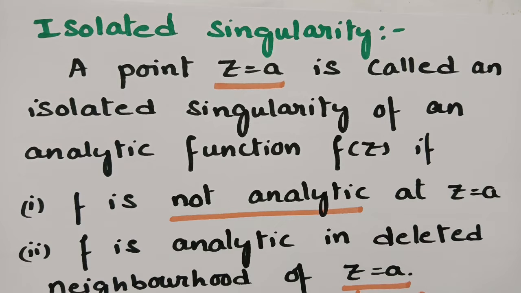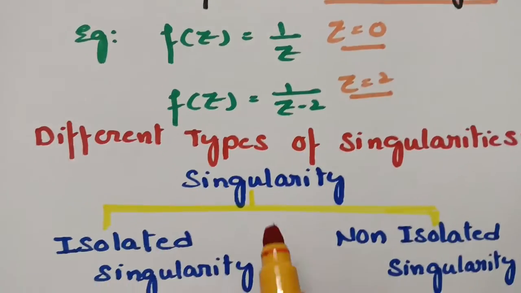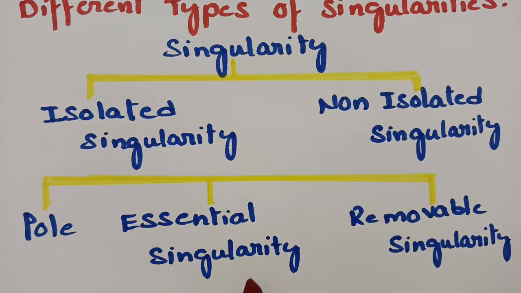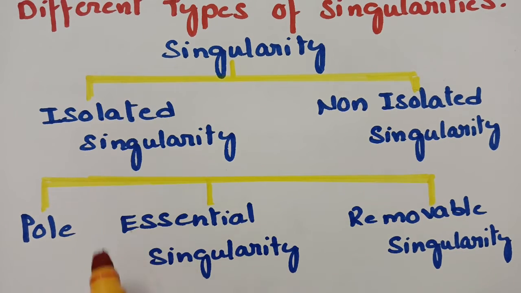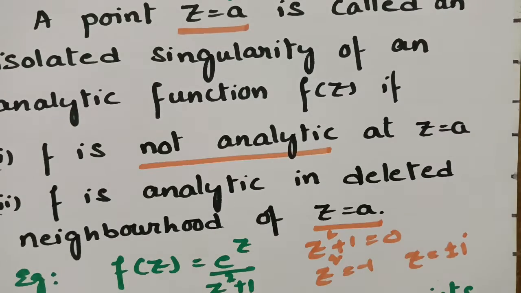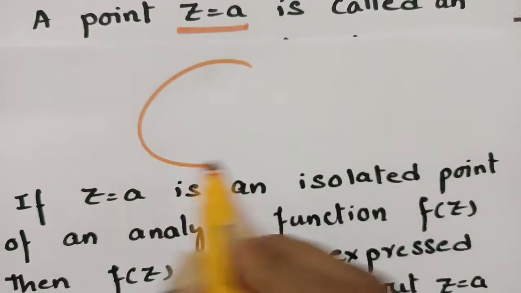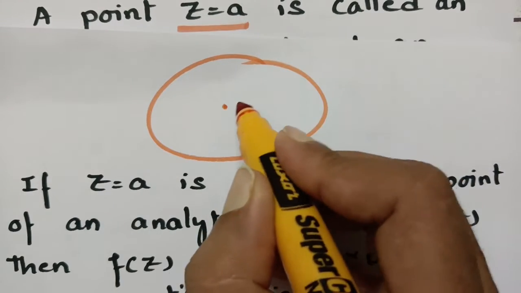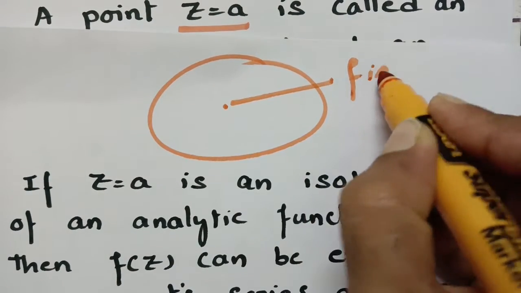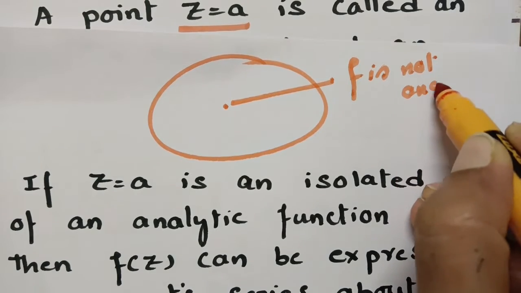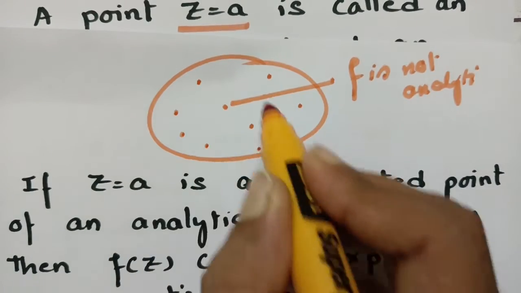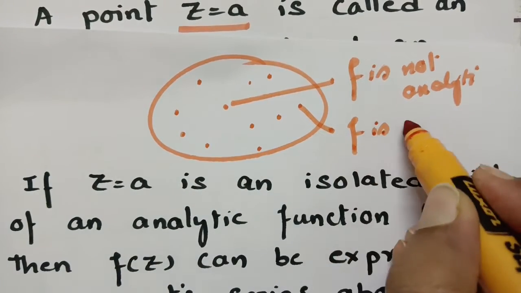Coming to the definition of singularity, isolated singularity, and next, pole, essential singularity, and removable singularity are the types of isolated singularity. See here, it is also very clear. If you select this one, it is a contour at which, at the point plus i or minus i, f is not analytic. And in the neighborhood 2i, 3i, 4i, 5i, f is analytic.